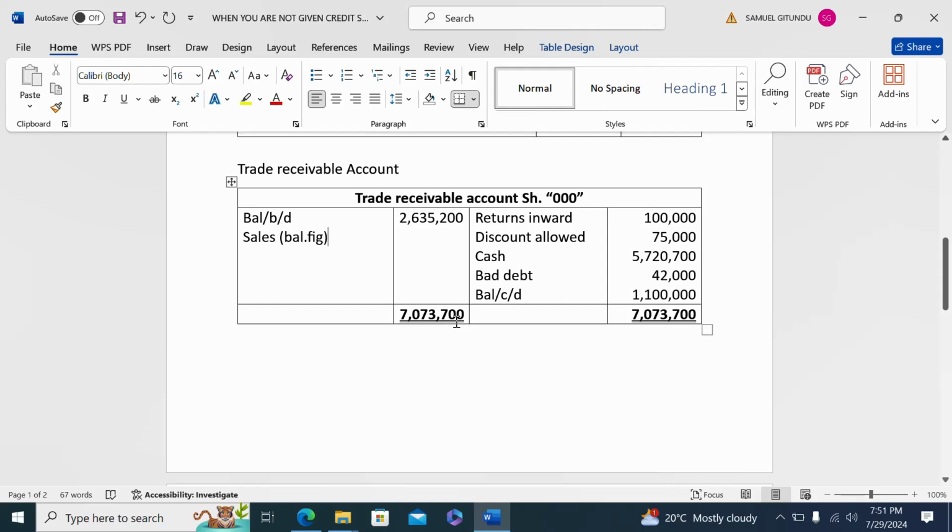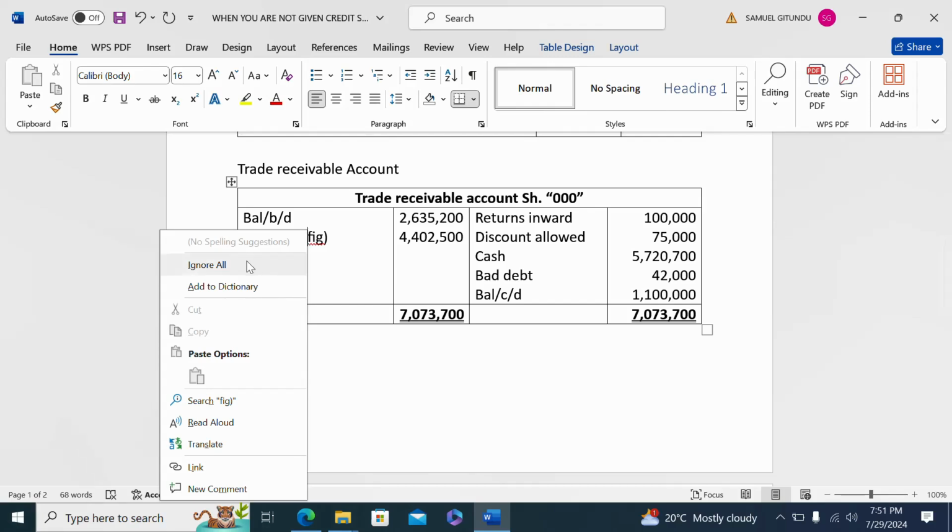Which amounts to 7,073,700 minus 2,635,200, which amounts to 4,402,500. So that is how you determine credit sales when they are not given in the question.